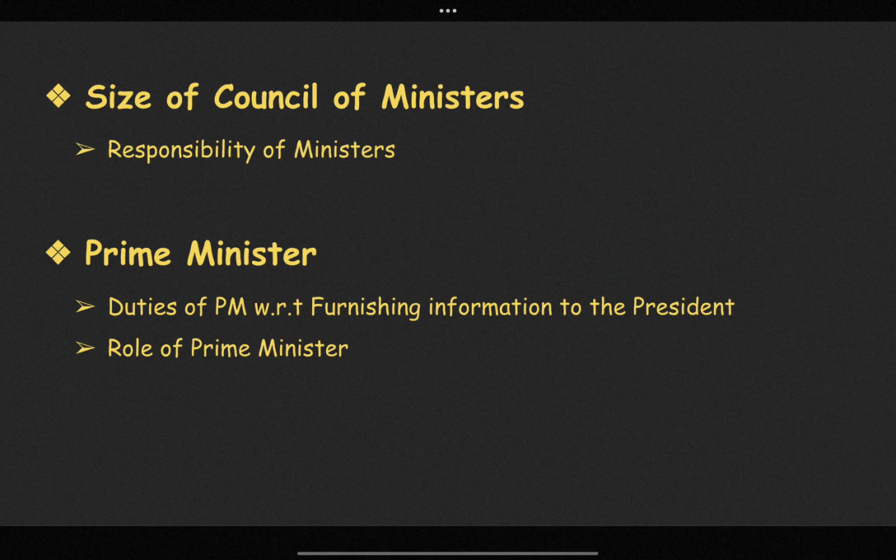Now at the state level, under Article 164 clause 1, it is mentioned that a minister is individually responsible to the governor. Now we should know what collective responsibility is, that is, to whom the whole council of ministers is responsible. There are again two levels, union level and state level. At the union level, it is described under Article 75 clause 3.